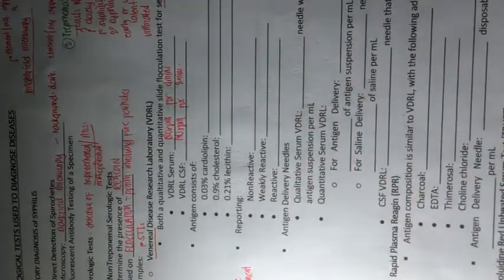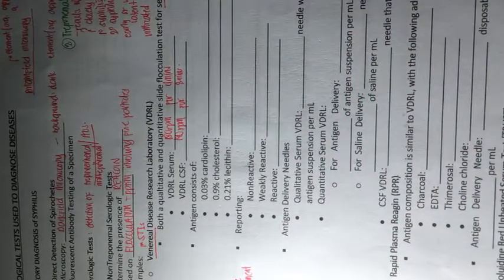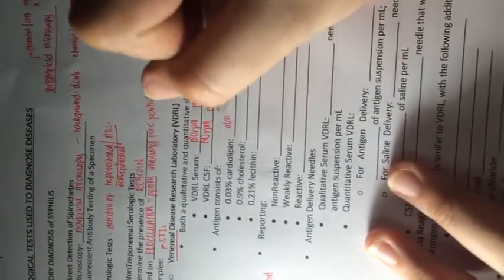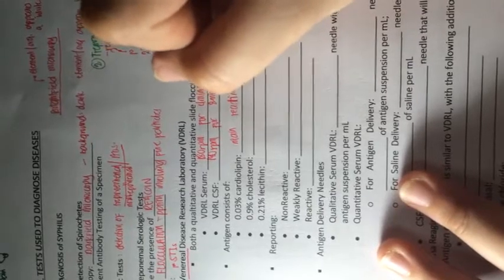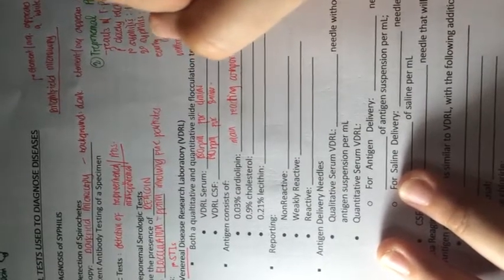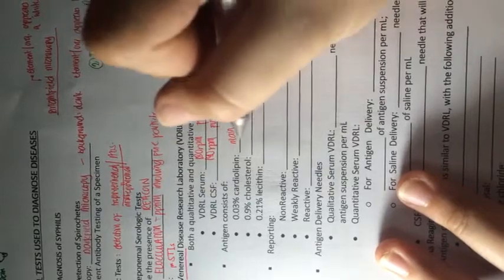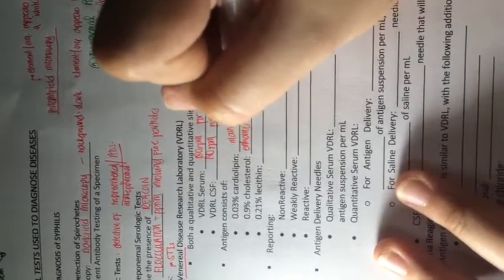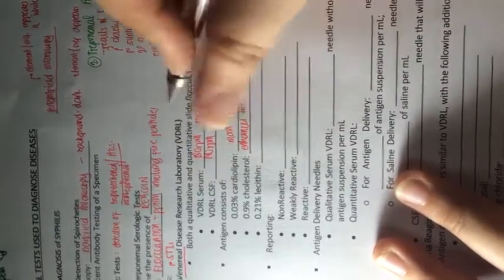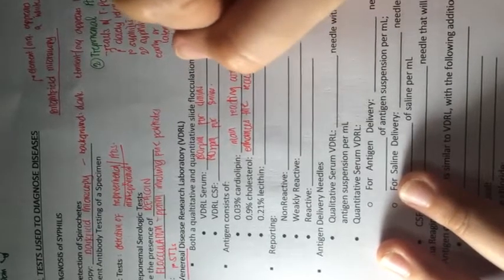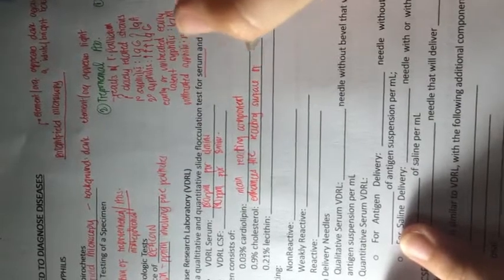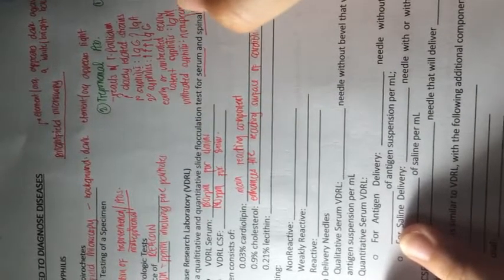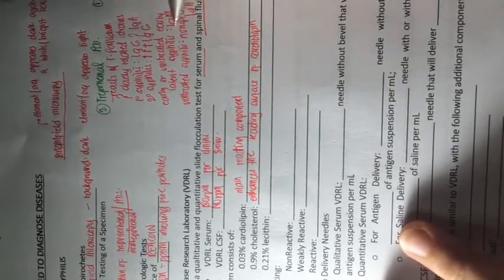Okay, so the antigen used in VDRL are the following. We have 0.03% cardiolipin, which is the main reacting component. Then we have 0.9% cholesterol, which enhances the reacting surface of your cardiolipin. And we have 0.21% lecithin.